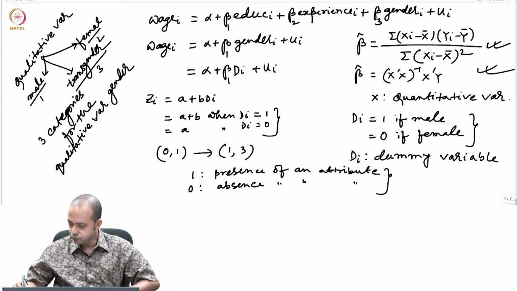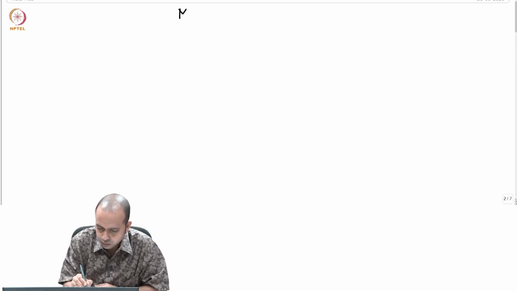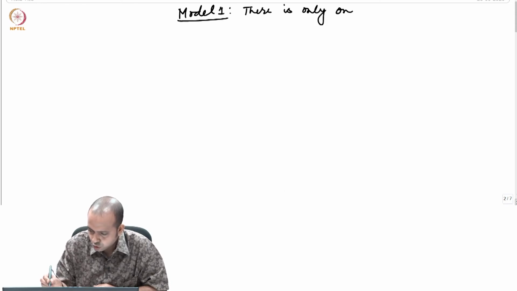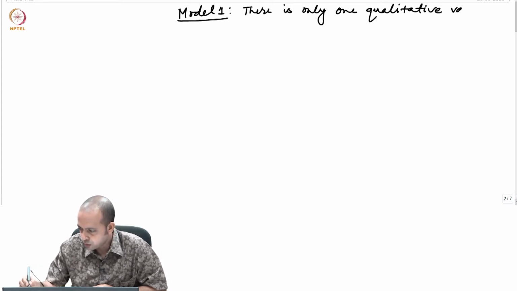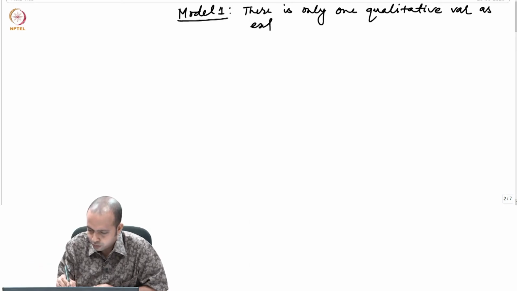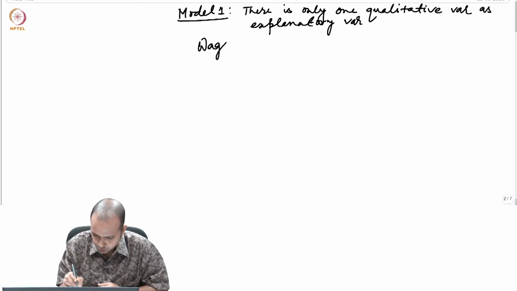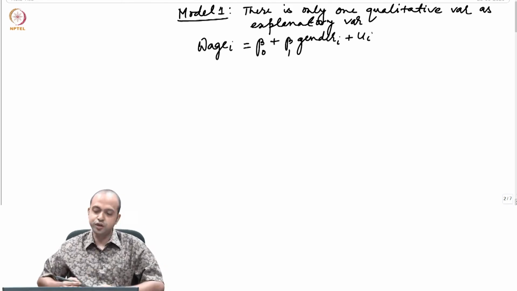So, this is, let us say, model 1. Okay. We are talking about model 1. What is model 1? There is only one qualitative variable as explanatory variable, and we have not included any other variable in the model. We are assuming that wage is a function of only the gender variable. And why have we assumed that? Because to keep the model simple, nothing else.